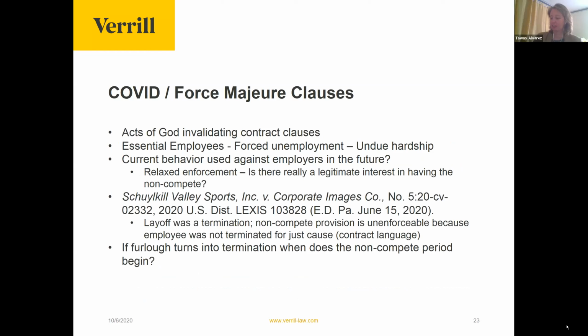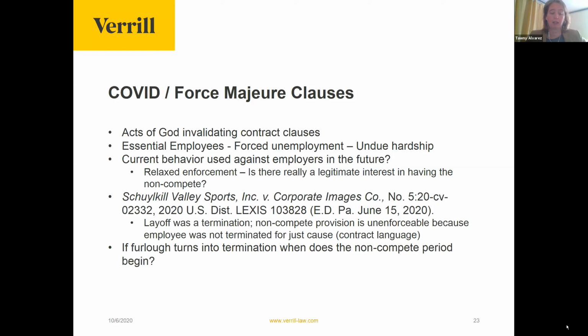Would any presentation be complete if we weren't talking about the role COVID plays? So consider the fact that we're still looking into, and we haven't had a bunch of case law yet as to, whether or not acts of God may invalidate contract clauses, and that may include some of these employment provisions. If we're dealing with essential employees who have non-compete provisions, consider more the public policy related to it.